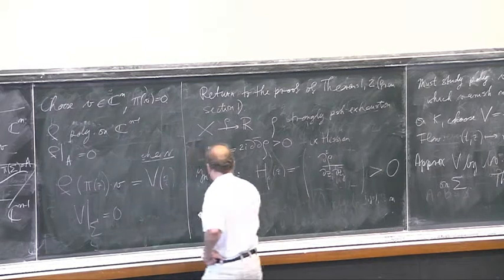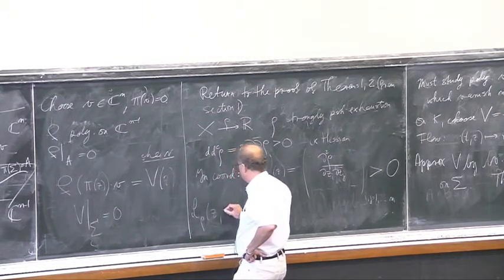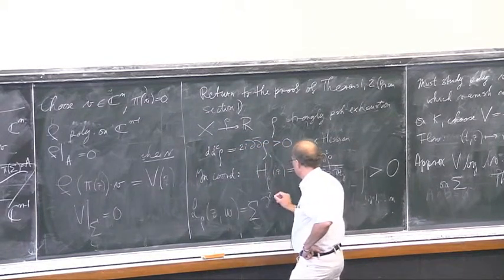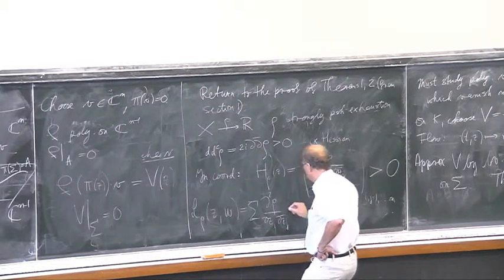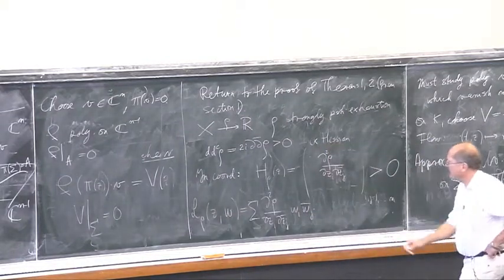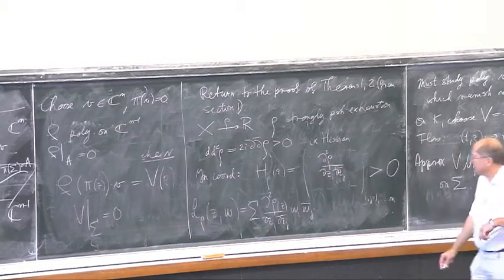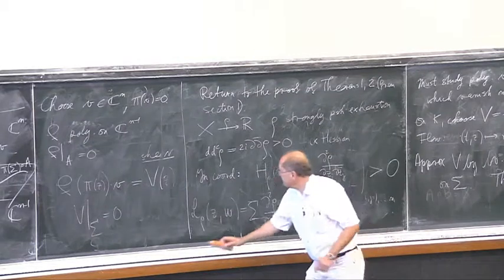So to this you associate the quadratic form, right? So you have a Levi form on a vector w, say, which is just a summation, just this quadratic Hermitian form. So this is strictly positive, except, of course, at the origin. Okay, so that's what we have.